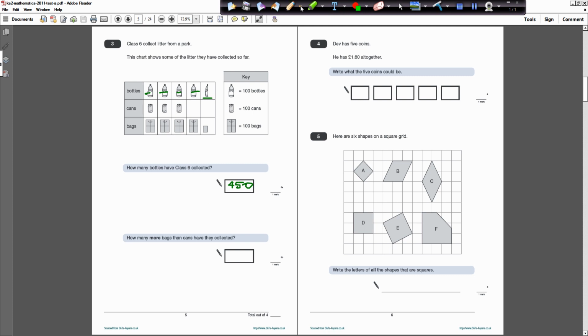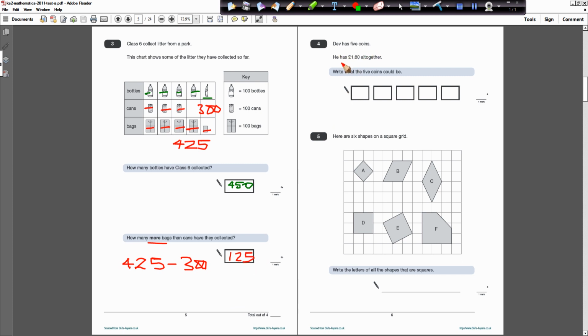The next question says how many more bags than cans have been collected? So bags is going to be 100, 200, 300, 400 and what's that? 450. 425. Because that's quarter of a picture. Okay, how many bags and how many cans? Cans are going to be 100, 200 and? 300. So we've got to work out the difference. So we have to do 425 minus the 300. That'll give you an answer of? Excellent, well done.